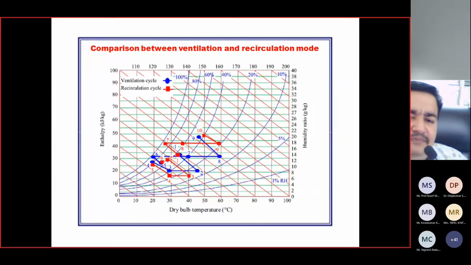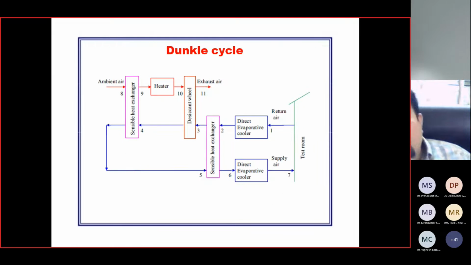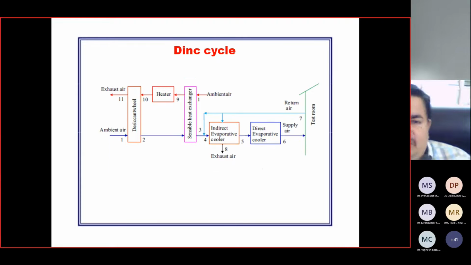So there are some benefits of the ventilation system, such as it requires low reactivation temperature, but meantime the temperature availability in the case of the recirculation cycle will be lower as compared to the ventilation cycle. There are certain modifications in the recirculation cycle suggested by Dunkle, called two kinds of heat exchanger to be used, sensible heat exchanger 1 and 2, so that it can increase the effectiveness of the cycle further as compared to the earlier two cases.